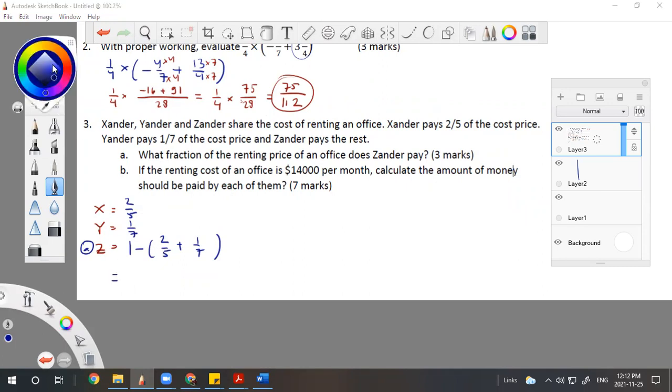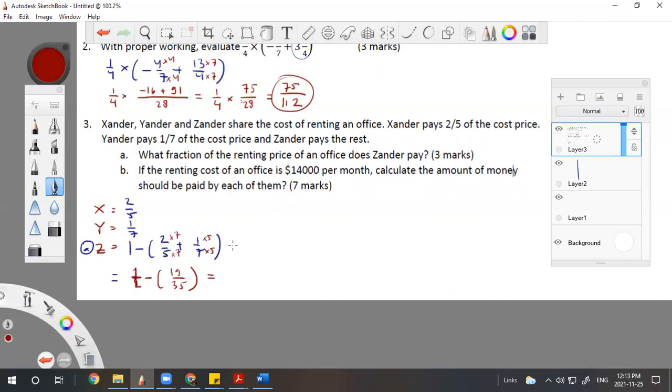And then what you need to do is try to make the denominator equal. See, 1 subtract 14 plus 5 is 19 over 35. Okay, next, what is 1? 1 over 1, right? 1 is 1 over 1. Make the denominator also equal over 35. I think it is quite simple. 35 subtract 19 is 16. So this is the fraction of the renting price that Zender pays.